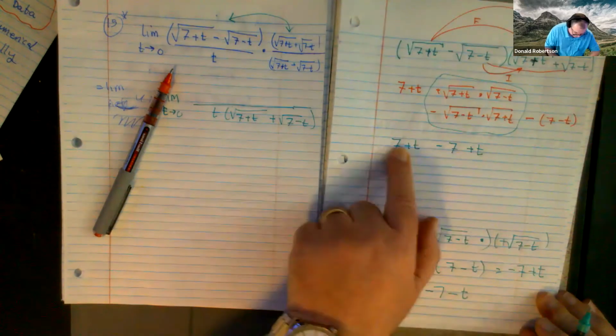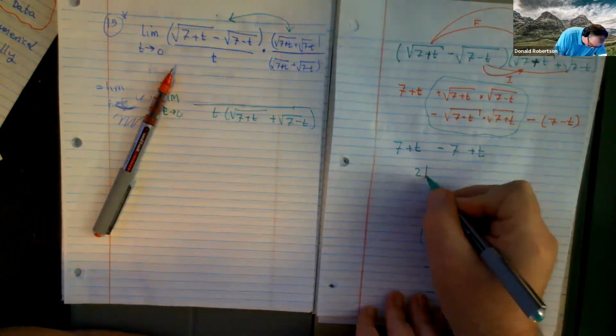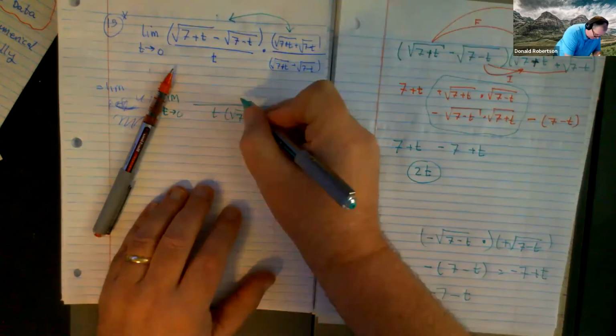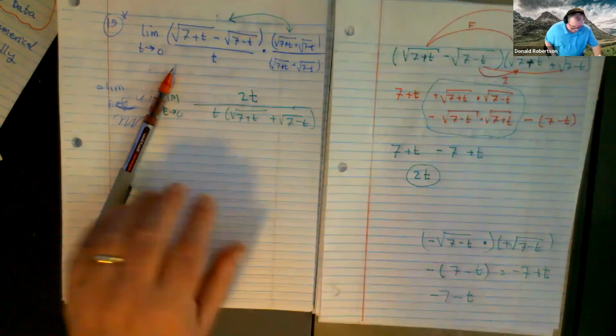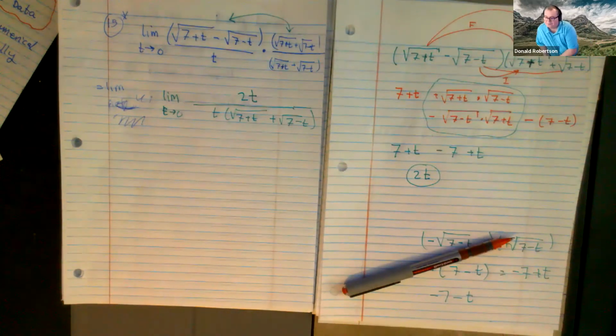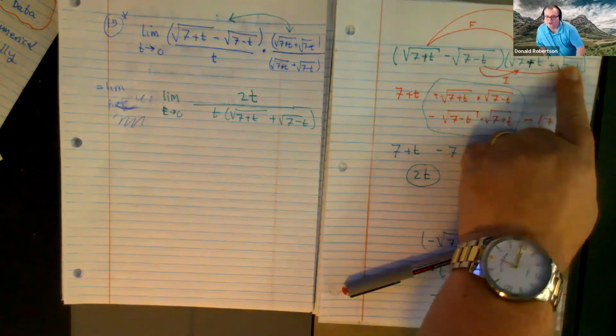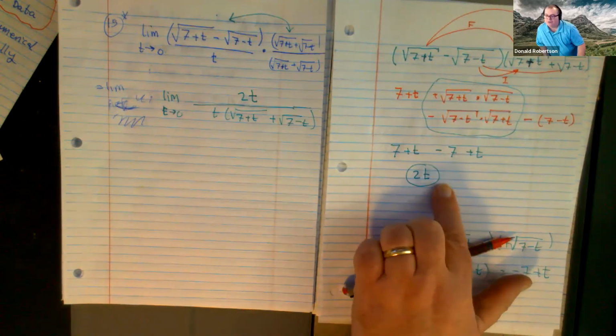And oh, the 7s cancel out. So after all that hard work, guess what? You just get 2t. Isn't that magic? Isn't that kind of cool? That horrible guy times this equally horrible guy ends up just being worth 2t.